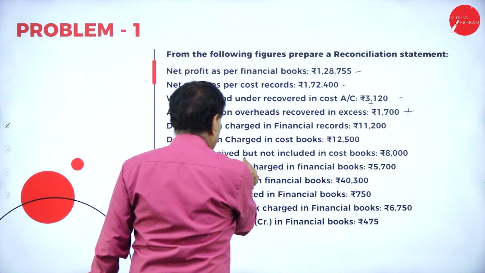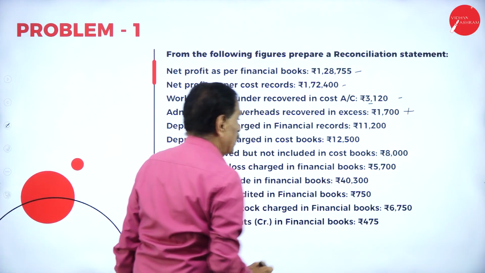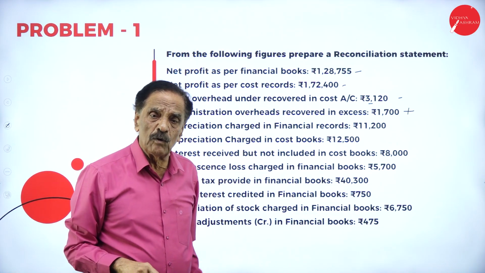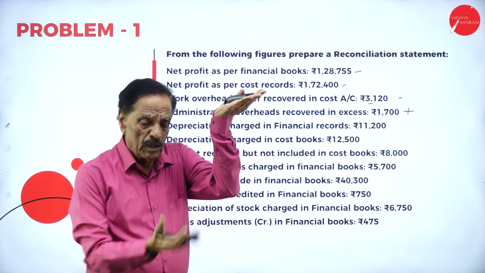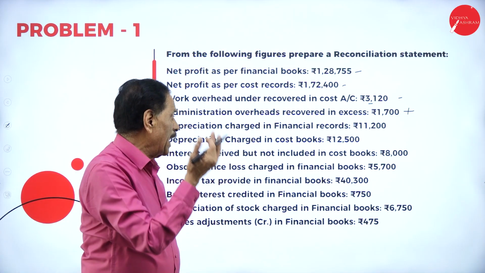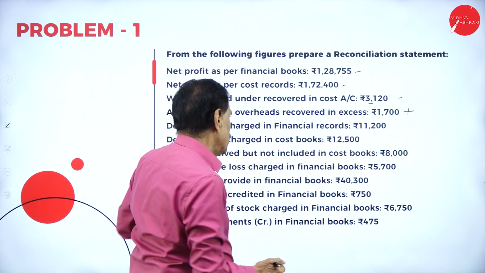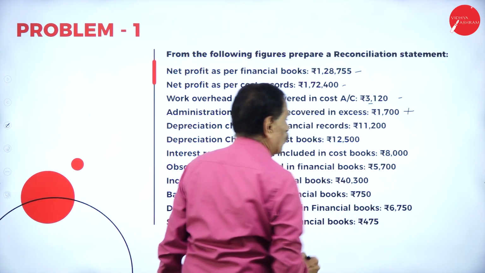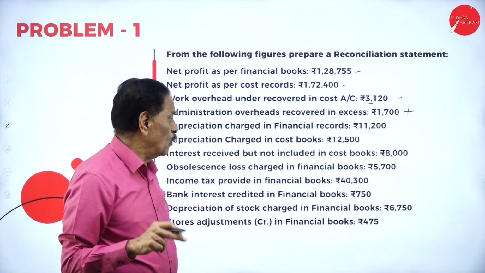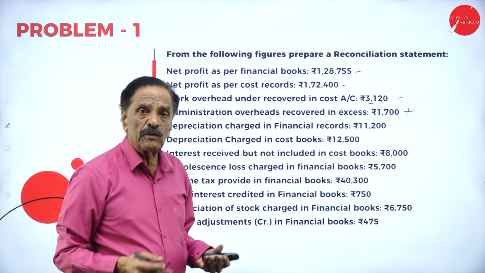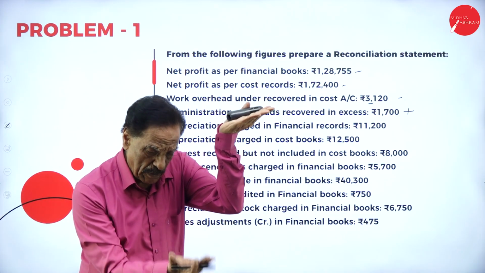Then interest received but not in your cost book. Interest received, what will happen to financial book? Financial book goes more where the cost book is less. We have to add back. Interest received but not included in cost book. Who received? Financial book. Not included. Well, what will happen to financial book? Will it go more? It goes less.